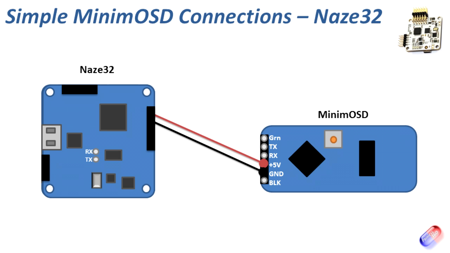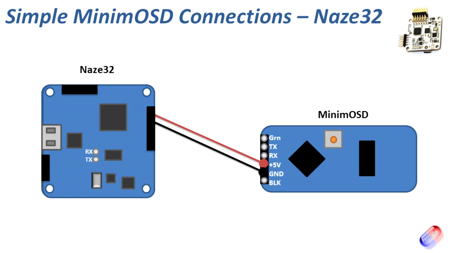Next thing we need to do is we then need to plug plus 5 volts. We need to power the MinimOSD, and again we can do that from a spare plus 5 volt rail, one of the middle pins of the motor out. If you haven't got a spare pin, if you're running 6 motors, then you'll need to splice these into the board or pick them up from one of the other pins.